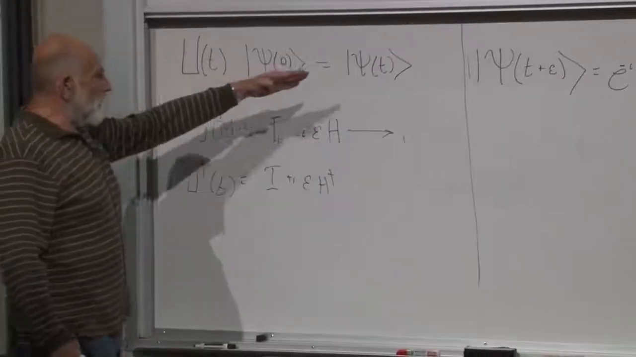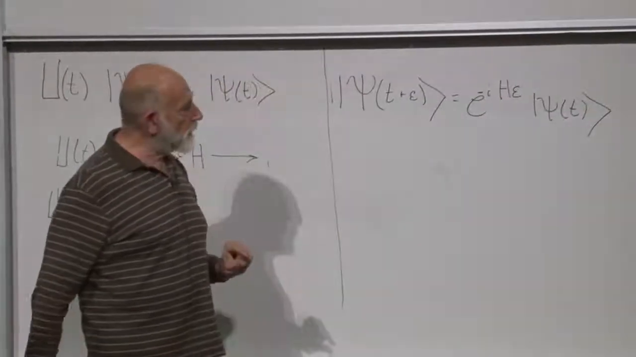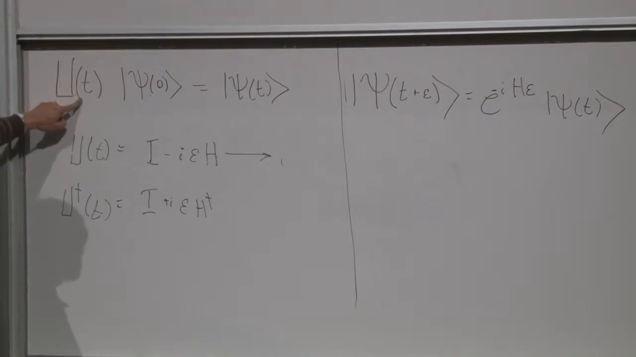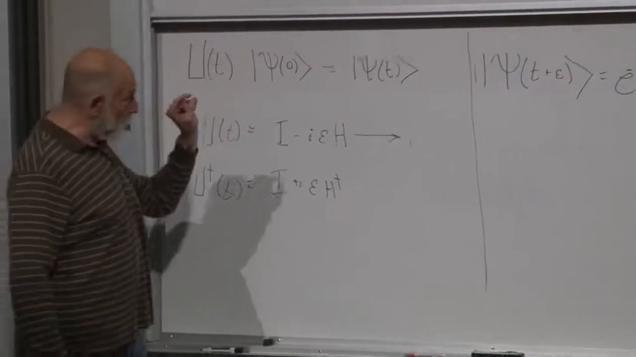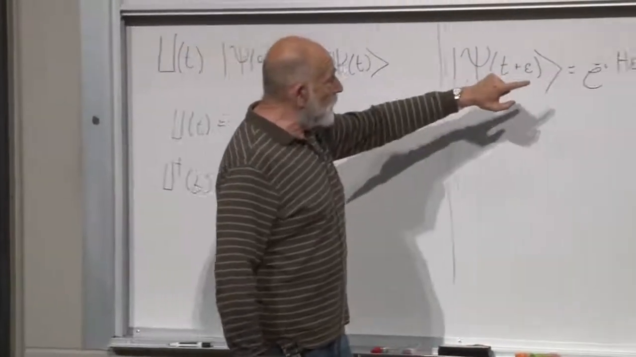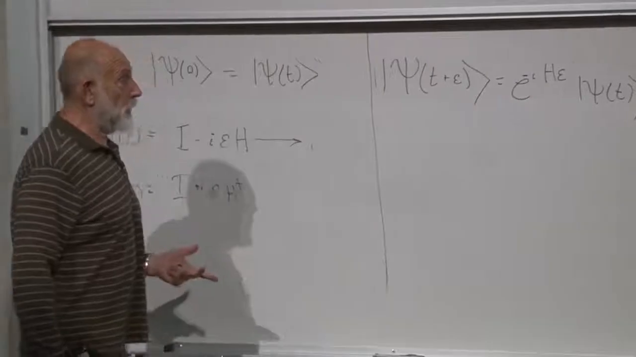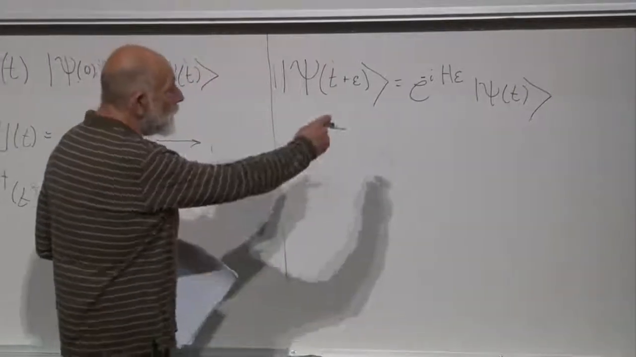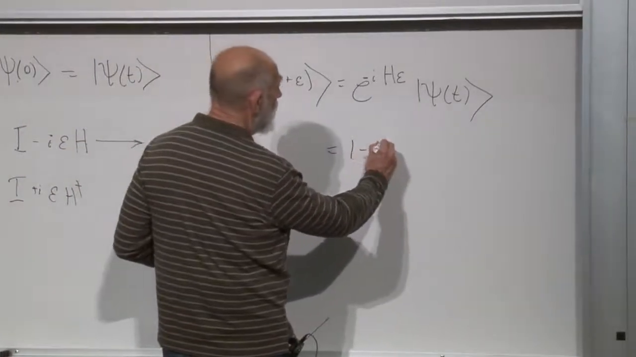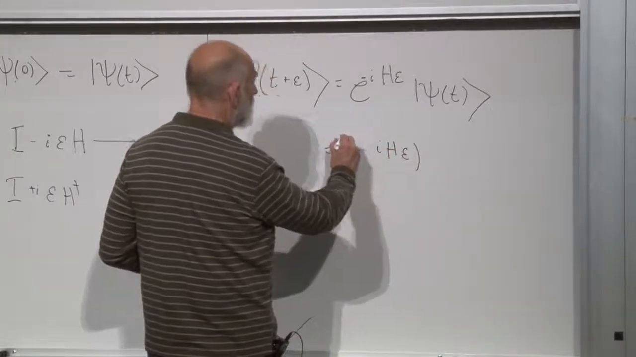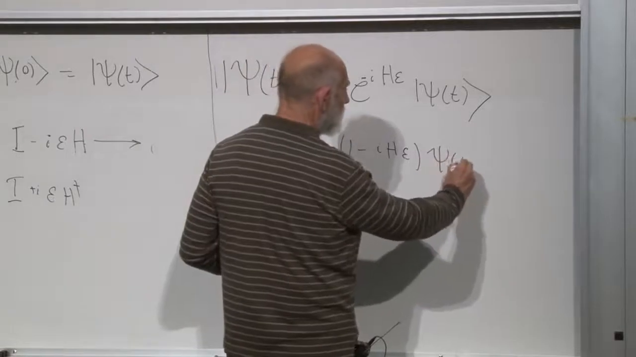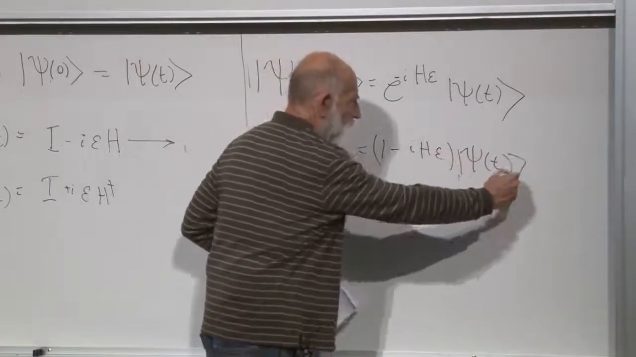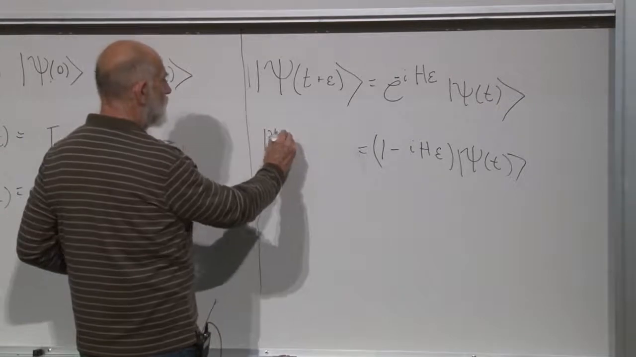Starting at time t, let's update by a small little time epsilon. The rule is we multiply by U of epsilon. We're updating by an amount of time epsilon, and that's equivalent to multiplying by e to the minus iH epsilon times psi of t. So this is the rule for going from a time to a neighboring time. But now let's write that out as 1 minus iH epsilon times psi of t, and this one here is psi of t plus epsilon.